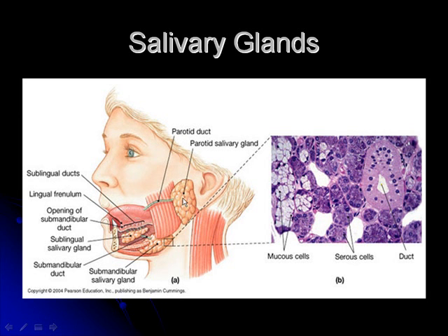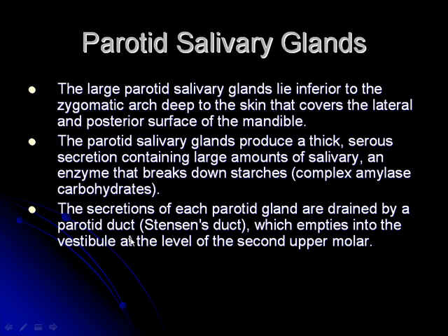And then there's also a parotid gland that has a secretory duct, referred to as the parotid duct, that will actually allow secretions to enter into the oral cavity as well. You can see the submandibular salivary glands and the sublingual salivary glands on this illustration. The parotid salivary glands, or large parotid glands, lie inferior to the zygomatic arch and deep to the skin, and cover the lateral and posterior surface of the mandible.